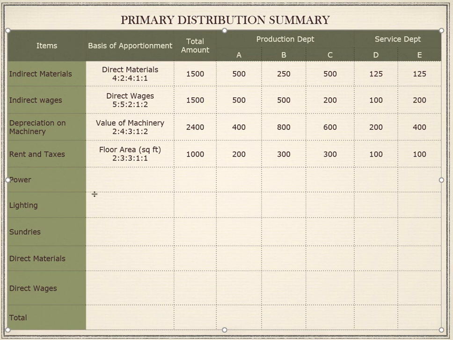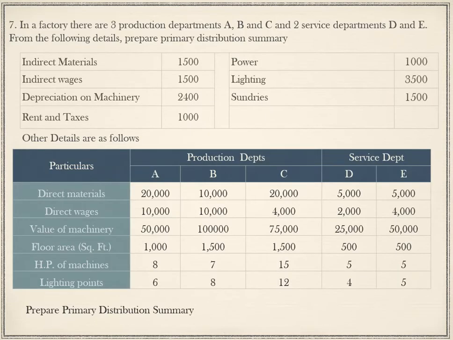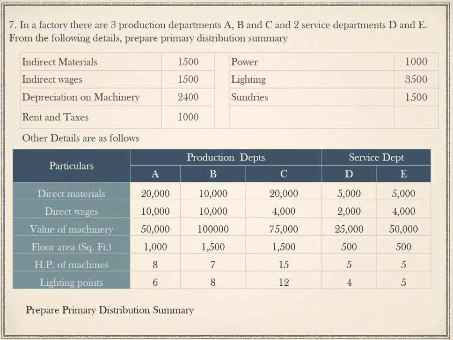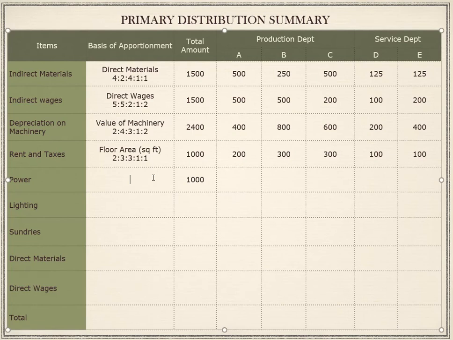Right? The next one is power. We want to use the power to run the machinery, so the basis is HP of machines. Before that, let us see the amount of power. The amount of power is 1000, and then the HP of machines ratio is 8 is to 7 is to 15 is to 5 is to 5, right?